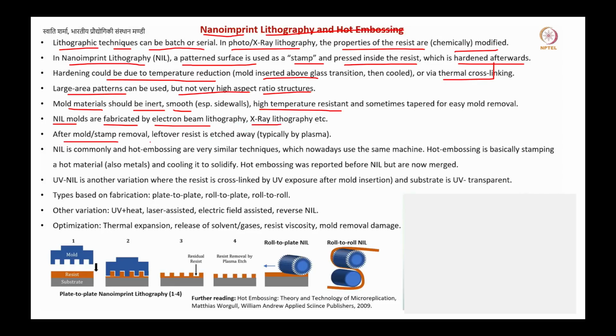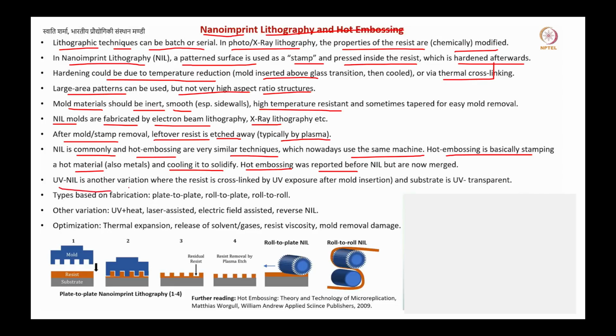After mold or stamp removal, leftover resist will be there, and that will be removed by etching. Typically we can use plasma etching. Nanoimprint and hot embossing are very similar techniques which nowadays use the same machine. Hot embossing is basically stamping a hot material and cooling it to solidify. Hot embossing was reported before this technique, but it is now merged.